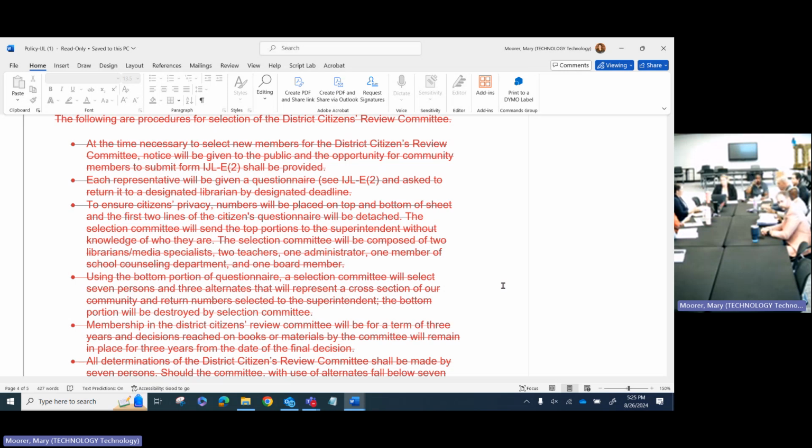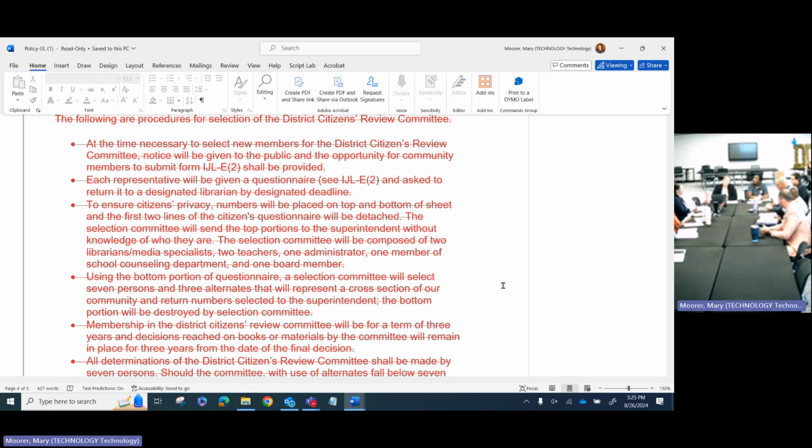The other recommendation is that, because we don't know how many challenges there could be, perhaps we have several people. Our committee has administrators, teachers, media specialists. So when we select the district citizen review committee, we can select, say, 5 librarians who are willing to serve and 5 teachers who are willing to serve. Then as complaints come in, they could randomly be generated into one committee that would review those materials.